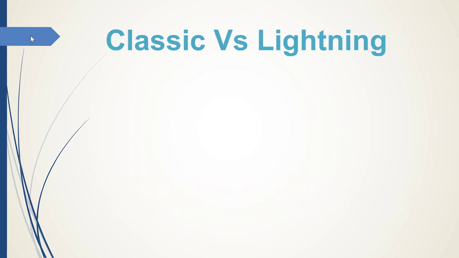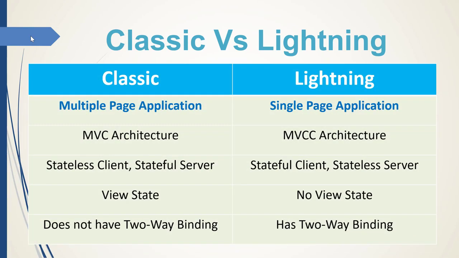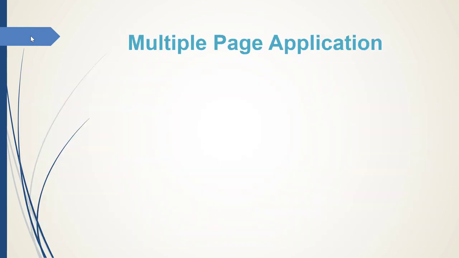So classic versus lightning. The difference between classic and lightning is one of the most asked interview questions. So please understand the difference carefully. Instead of just giving you the difference, I will explain the terminology in depth with the help of examples so that it is easier for you to grasp the difference. So, what is multiple page application?